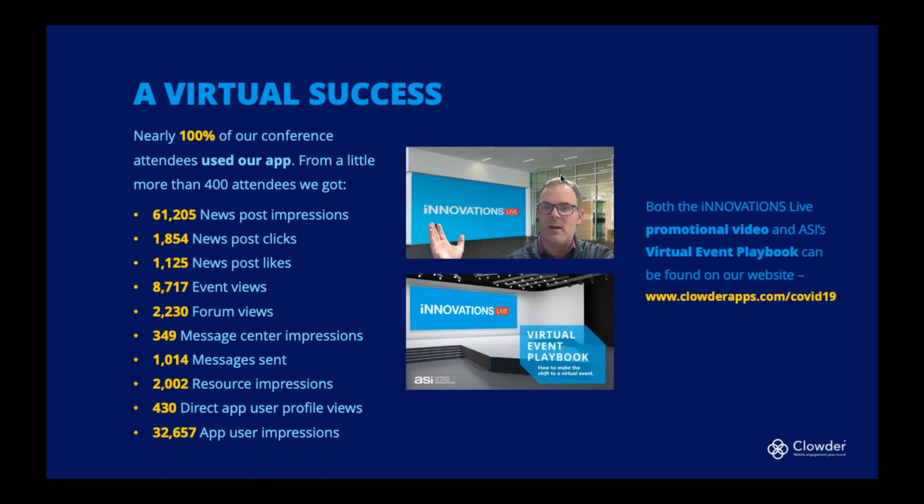Now, how do you know these numbers are good? Well, this is our first event. We'll compare it to additional events coming up, but I'm pretty confident these are good numbers, and we're very pleased with the results there. So on your screen that just popped up on the right-hand side, there's a lot more that went into the virtual event, and we've documented all of that. It's on Clowder's site. Obviously, a big part of it is how we use the mobile app, so you can read all about that. So just go to clowderapps.com/COVID-19, and it's a nice PDF that we put together.